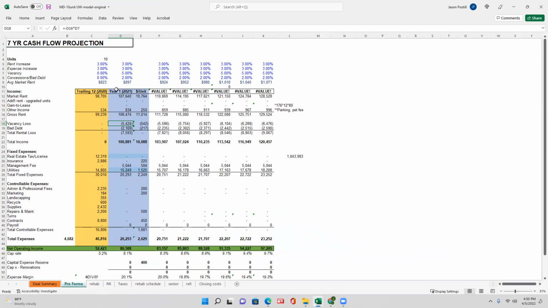D16 times D7. Yeah, that's right. So 5%, bam. See that? It's already in there. Bad debt though, we don't need to do bad debt. We're just not even going to underwrite bad debt.